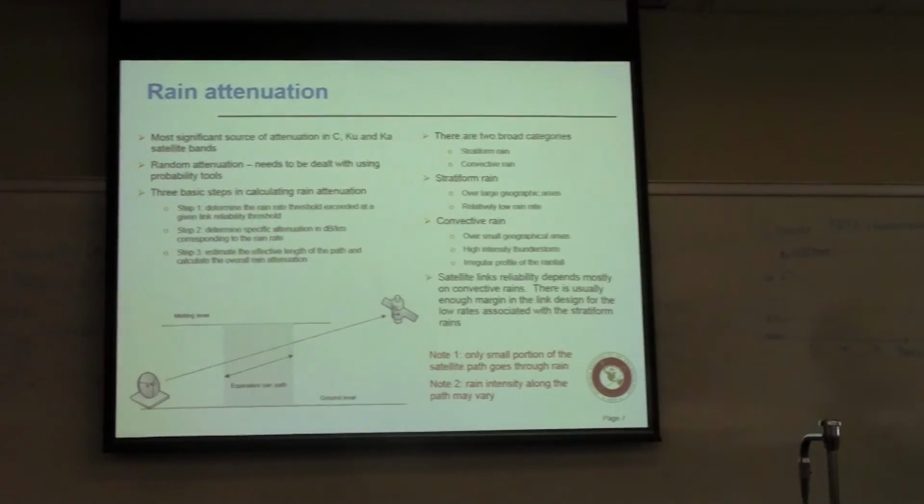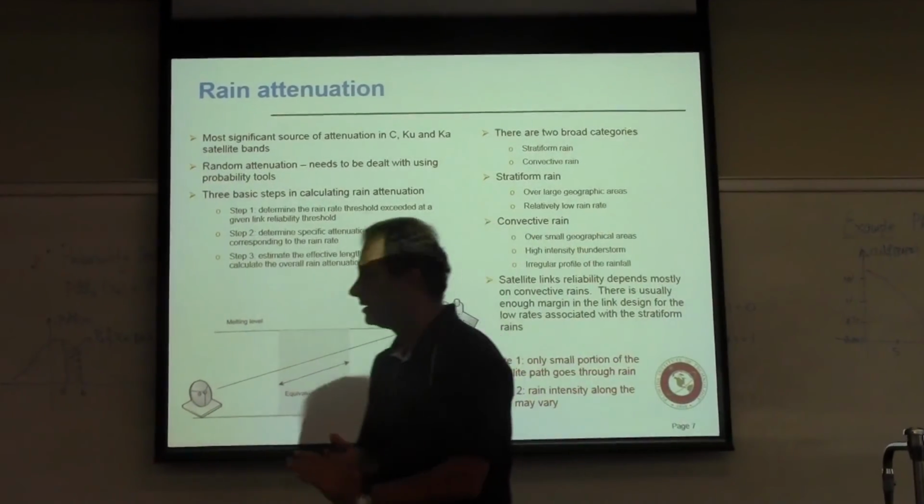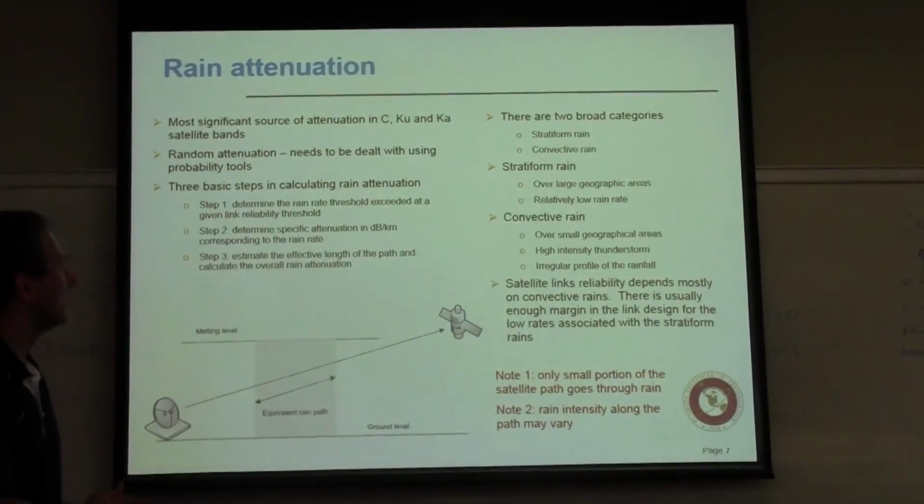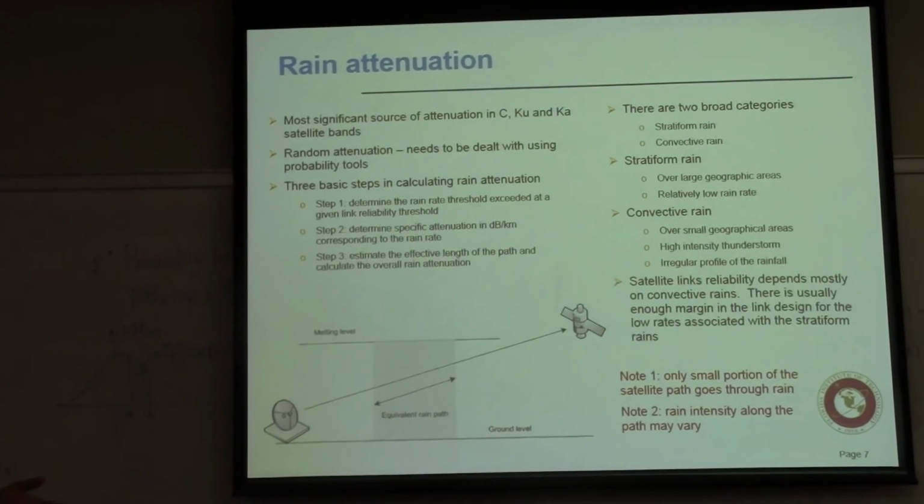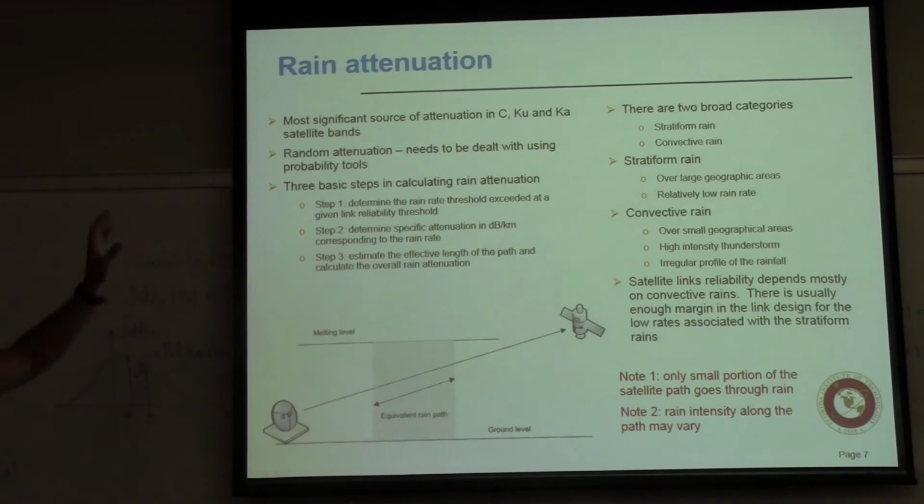So now let's talk about the rain. That's the big guy on the block, and that's the one where we're going to spend the most time. As it says in the first bullet here, this is the most significant component of your additional attenuation in C, Ku, and Ka band. And its importance increases as you move higher in frequency. So it's larger in Ka band than C band.